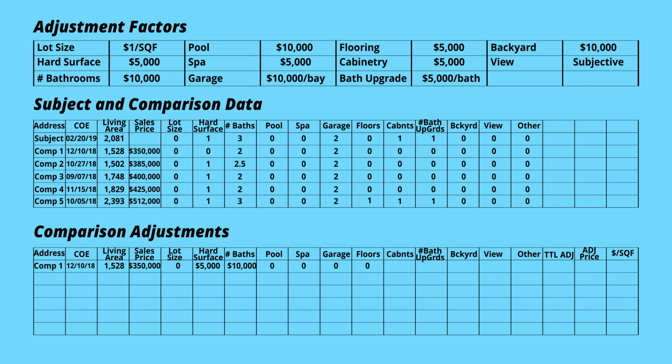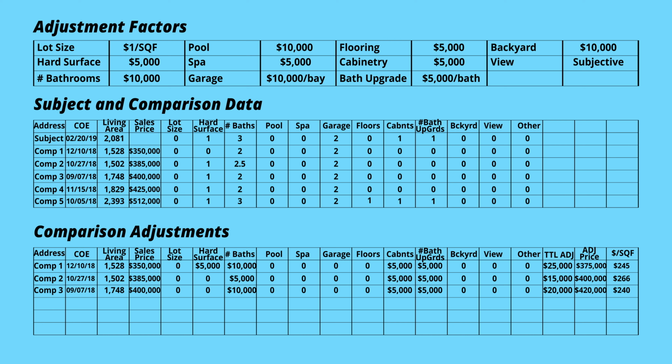Continue populating comparison 1's feature price adjustments. Once all the adjustments have been made, add them up and place them in the total adjustments column. In this instance, $25,000. Then, add the total adjustments of $25,000 to the selling price of $350,000. This is $375,000, and that goes in the column for adjusted value. Finally, calculate the value per square foot. This is done by taking the adjusted value of $375,000 and dividing by the living area of 1,528 square feet. This results in $245 per square foot, and that goes in the dollar per square foot column.